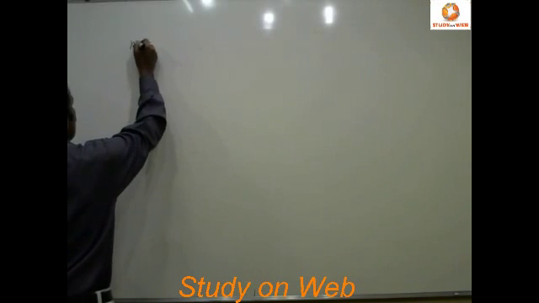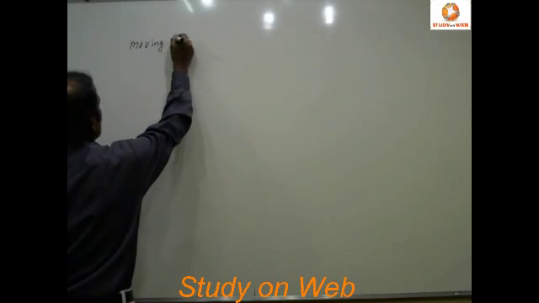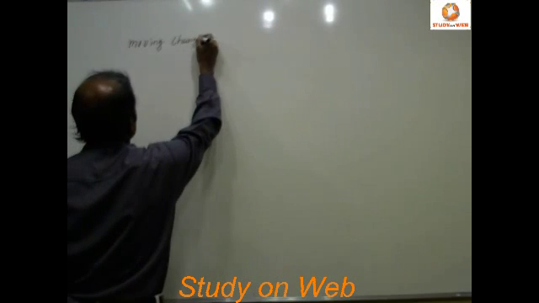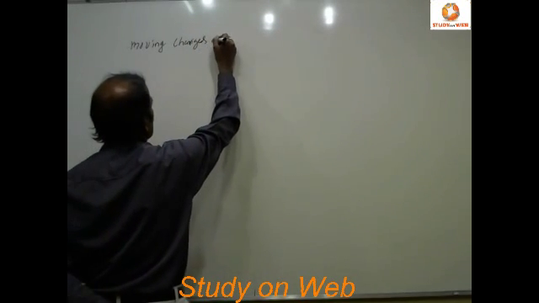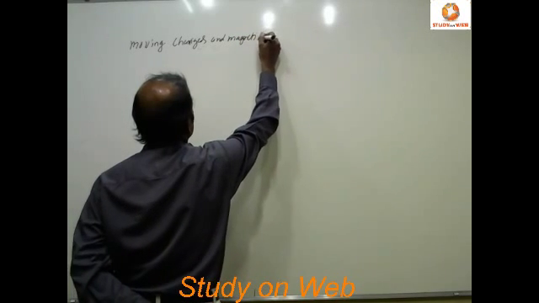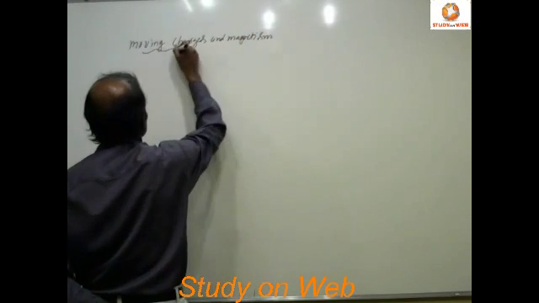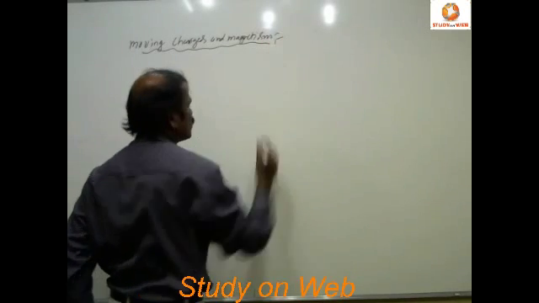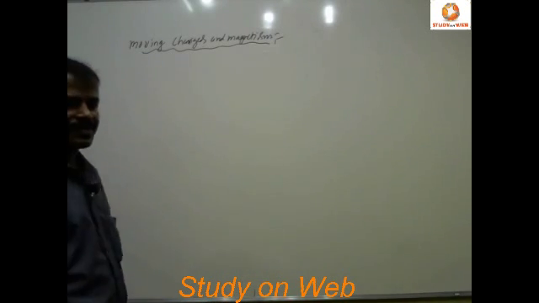The next chapter, moving charges and magnetism. Now you know the charges in motion produce a magnetic field, in the sense of current. The current flowing through a conductor produces a magnetic field.